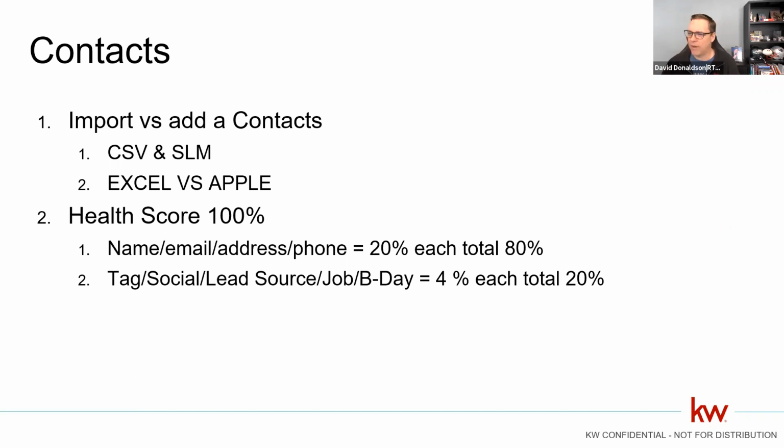That's what tags are, right? How do we categorize people in our data bank? Social: do I have a social connection with them? And I will tell you now, if you don't have a Facebook page, you're wrong. I'm sorry. I know a lot of us are old school. I'm almost 50, okay? I get it. You need to be on Facebook.